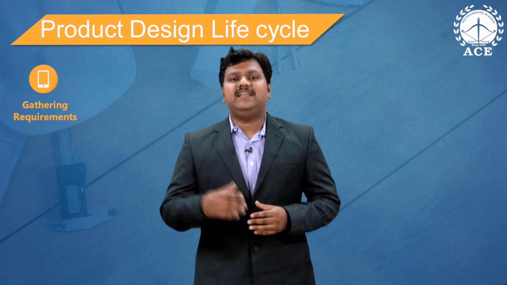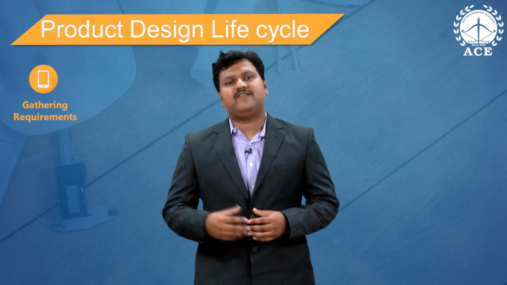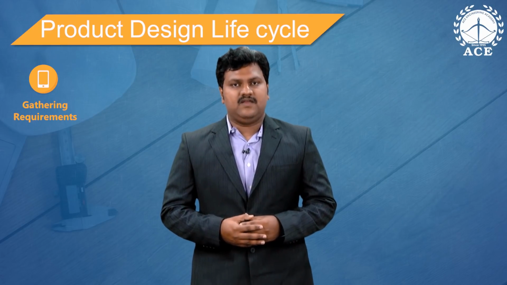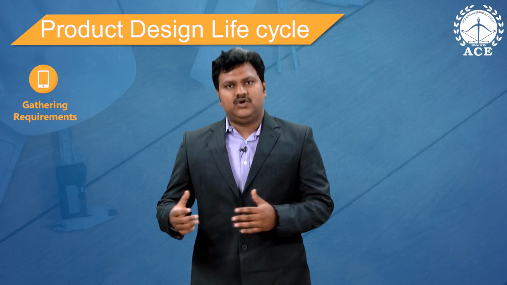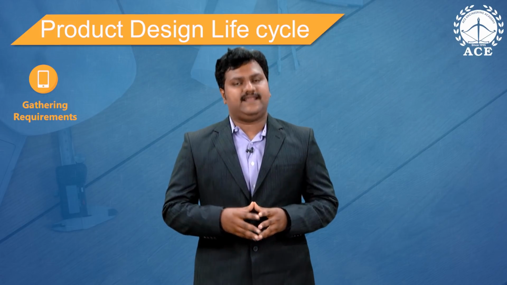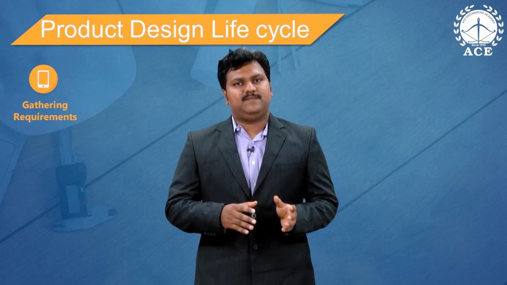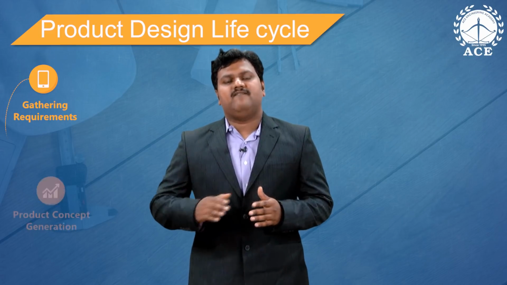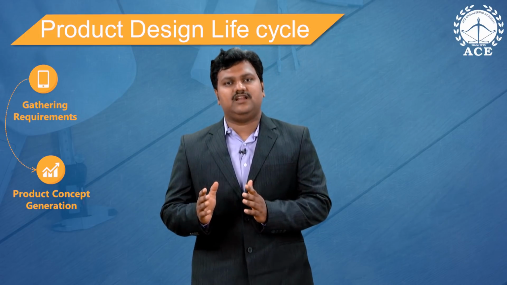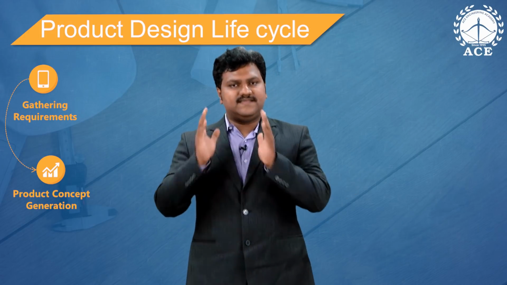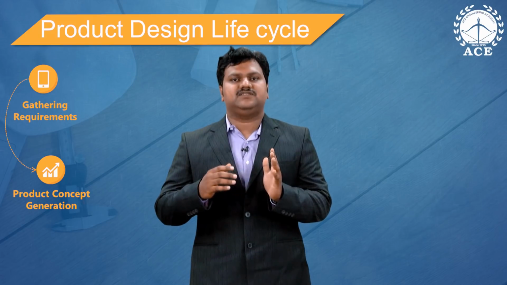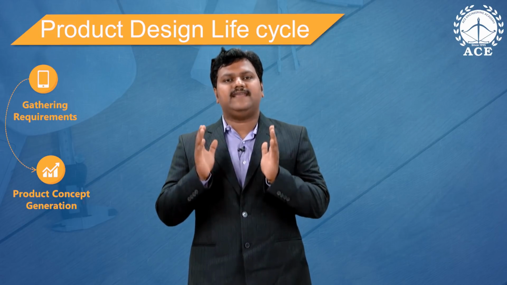In this stage, we identify the problem that exists in the market and perform various market analysis to gather the customer requirements, which are then prioritized, and product definition specifications or product design specifications are established. This helps the designers to come up with the next stage of generating various ideas or concepts that have a potential to solve the problem. So this is the second stage where the design team comes up with various ideas to solve the existing problem.